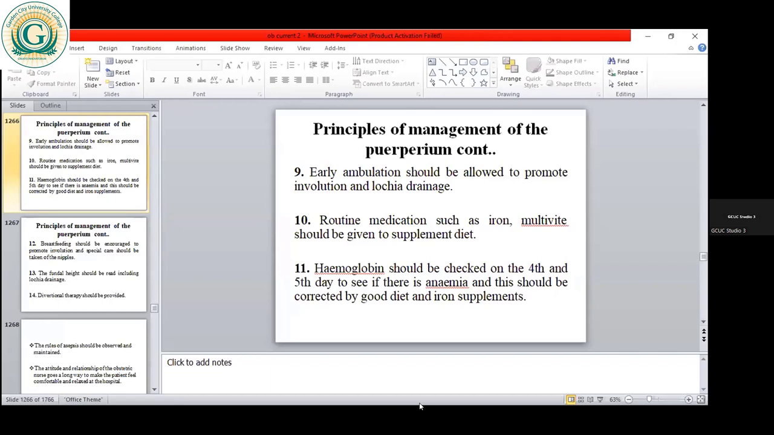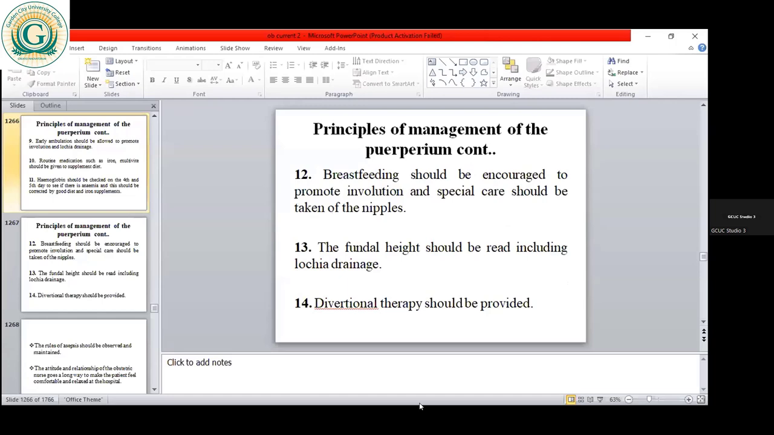Now the hemoglobin should be checked, if she lost some blood, to see if there is anemia. And this should be corrected by good diet and iron supplements. Make sure you encourage breastfeeding. It should be seriously promoted because it also helps the uterus come back to the pre-pregnancy stage.